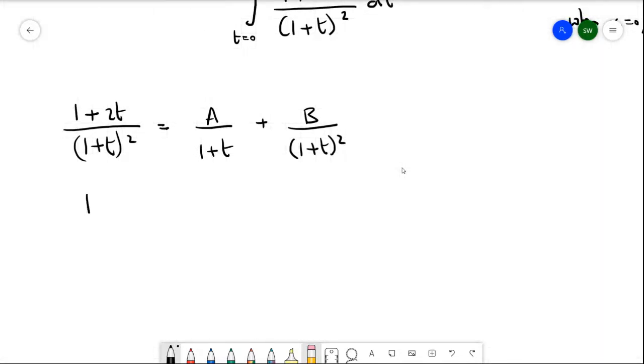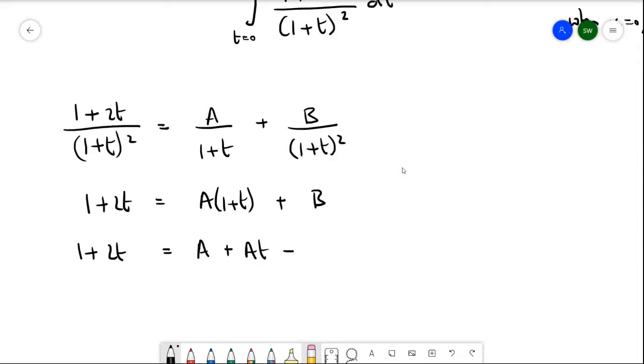So if we times through by the denominator, we're going to have 1 + 2t equals A(1 + t) plus B. And I'm actually going to use the method of comparing coefficients here because it's dead easy in this case. If I expand this bracket, we're going to have A + At + B. And just to make it clear, I could write that as A + B, that's my constant term, and then plus At.